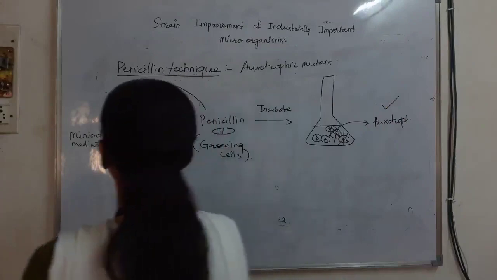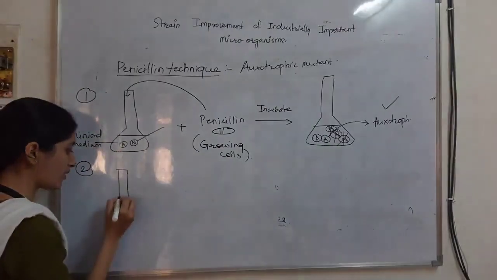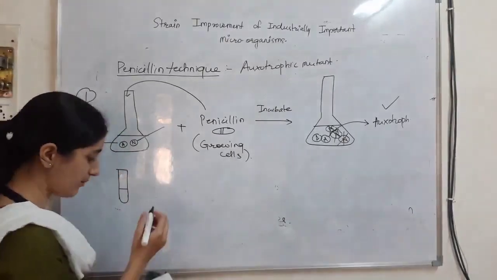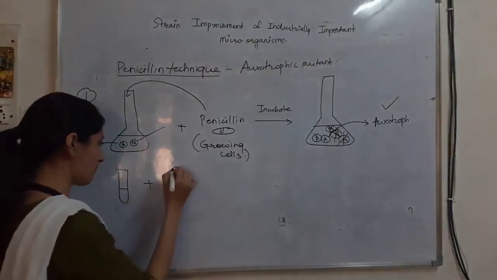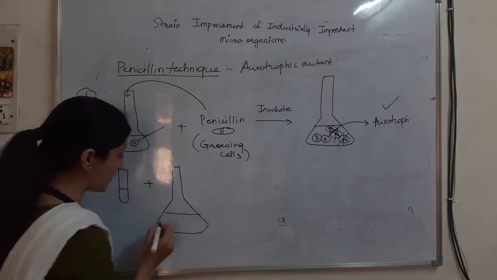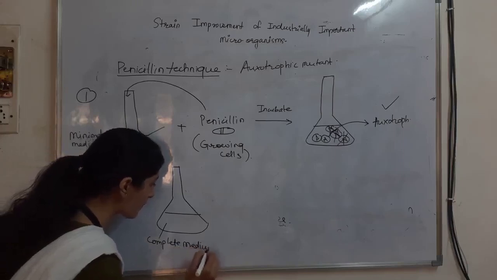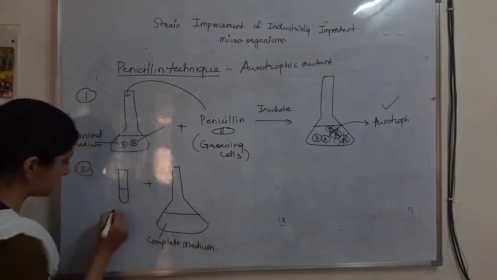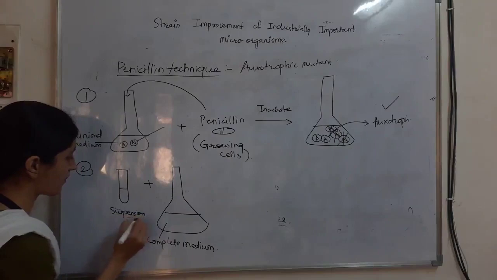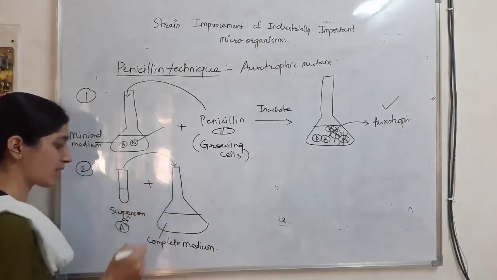This we can select. This is the first technique. The second technique we can use is to take a suspension which consists of the selected organism and add it in complete media. Take the same suspension of A, which is an auxotrophic mutant, and add it in complete media.